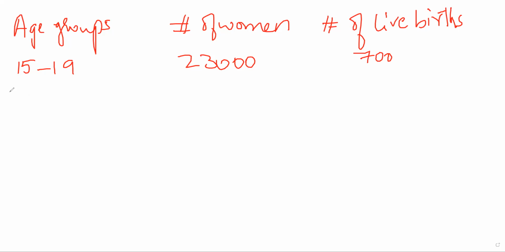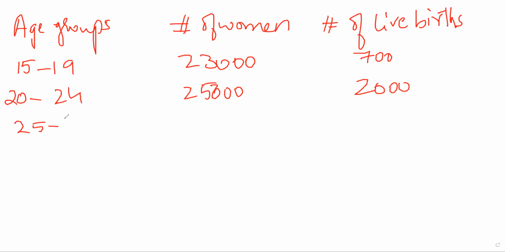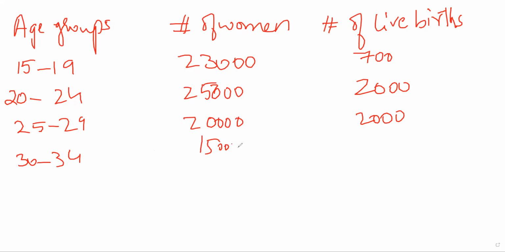Total. For 20 to 24, there are 25,000 women and there are 2,000 live births. For 25 to 29, 20,000 women, let us suppose 2,000 again here. And for 30 to 34, 15,600.